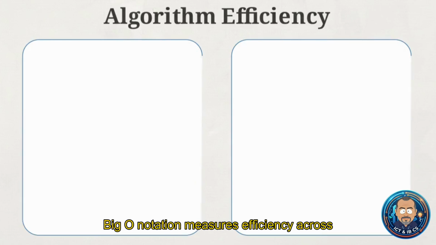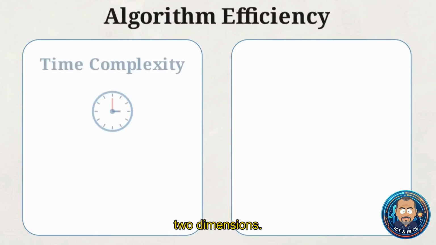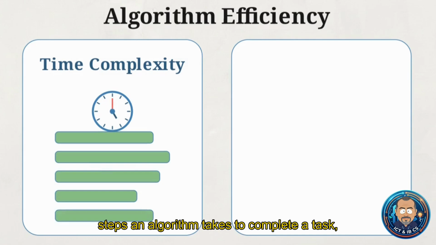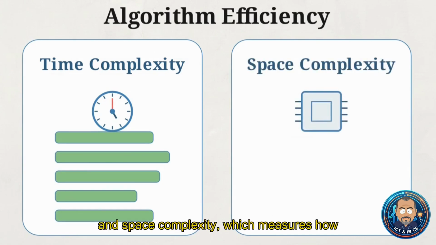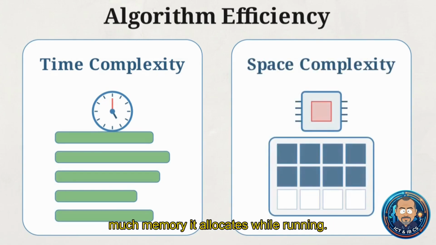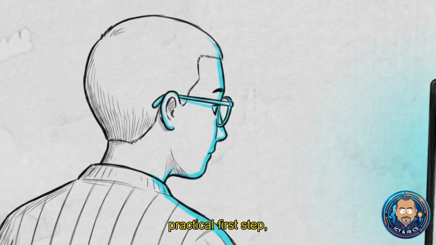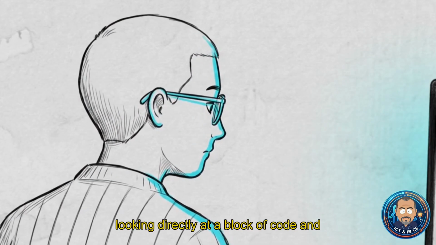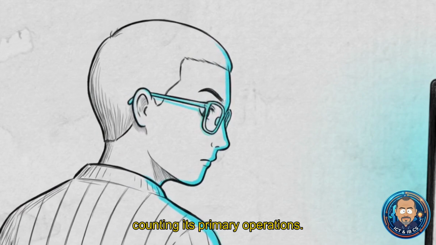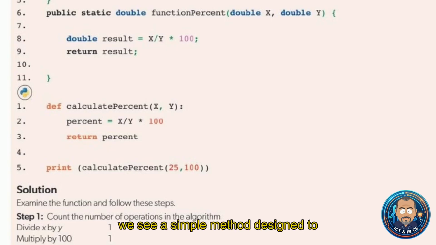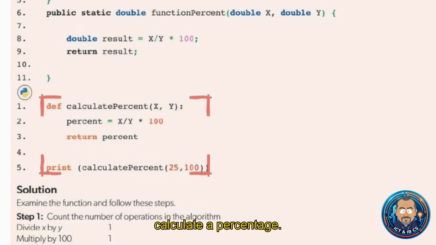Big O notation measures efficiency across two dimensions: time complexity, which tracks the number of steps an algorithm takes to complete a task, and space complexity, which measures how much memory it allocates while running. Calculating this begins with a highly practical first step: looking directly at a block of code and counting its primary operations. Looking at this textbook snippet, we see a simple method designed to calculate a percentage.